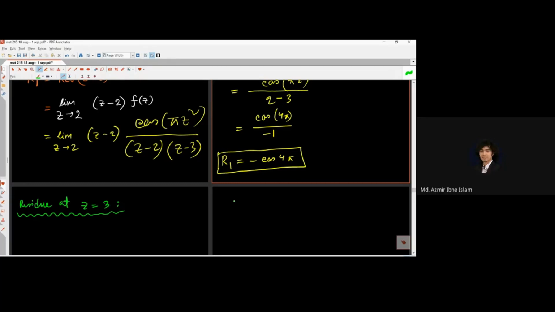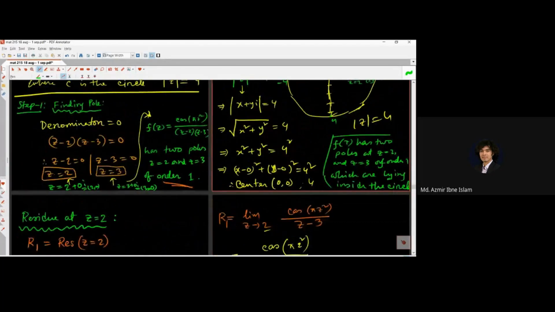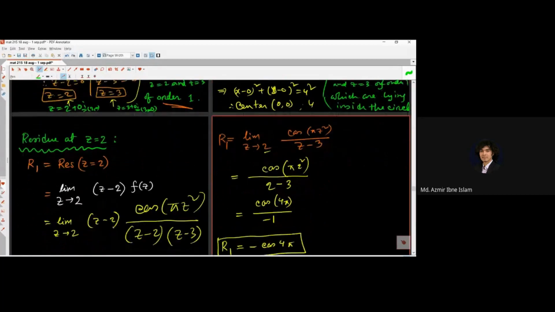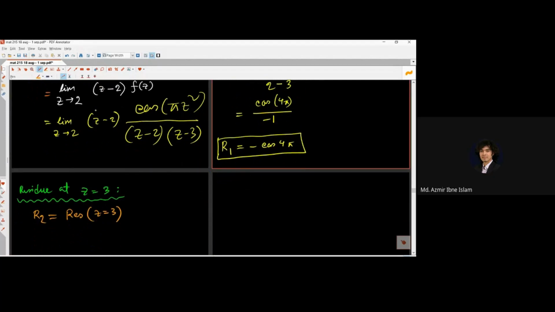So okay, let's find the residue at z equal to 3. What is the order of the pole at z equal to 3? It is order 1. That means the same formula can be applied. So we can say it is R2. We are mentioning R1 and R2 so that we can understand easily. So R2 equal to residue at z equal to 3. And the same formula can be applied, whatever we have applied for z equal to 2. So it will be limit z tends to 3, (z minus 3) times f of z.